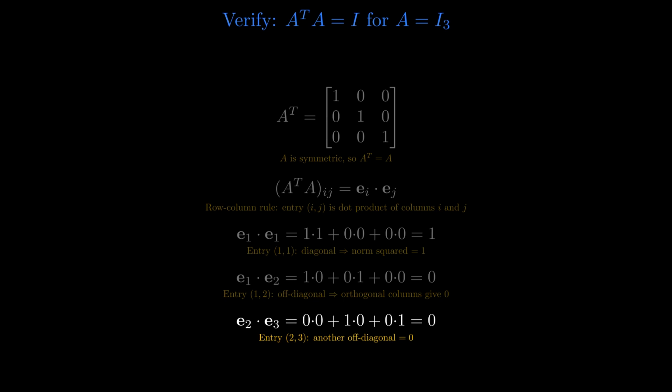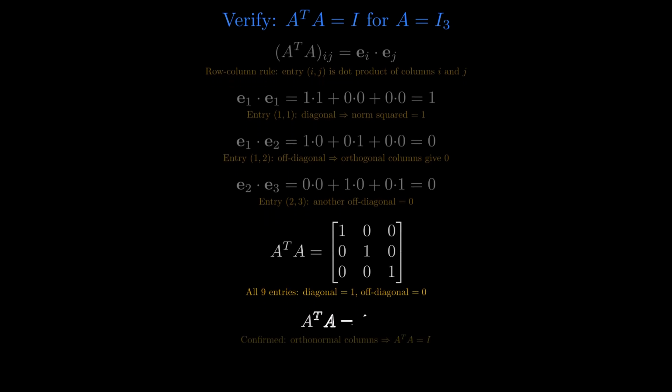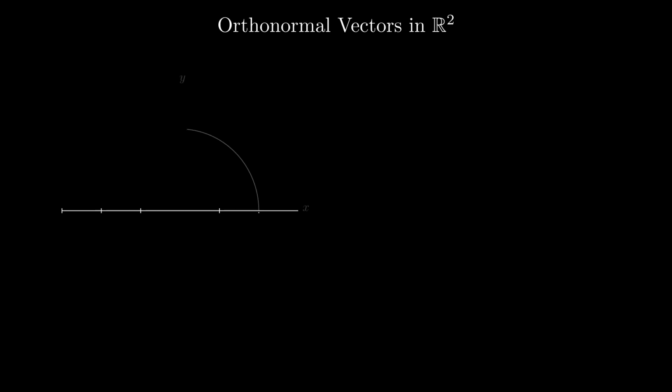Following this pattern, every diagonal entry is 1 because each column dotted with itself gives 1, and every off-diagonal entry is 0 because distinct columns are orthogonal. Therefore, A transpose A equals the 3 by 3 identity matrix. This confirms our property for the simplest possible example. Now let's look at a non-trivial example.